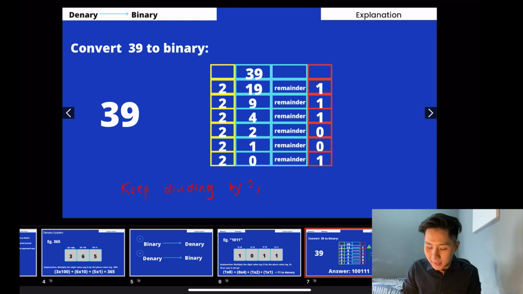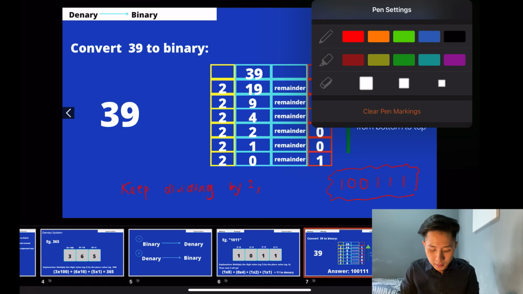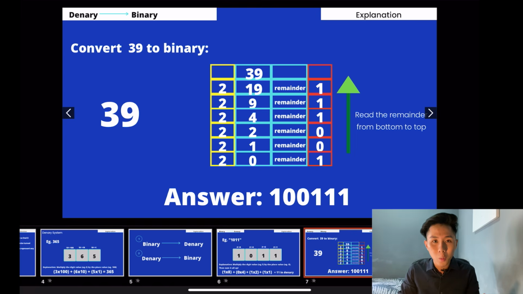To obtain the answer, all we have to do is to read the remainder column from bottom to up. And by reading it from bottom to up, we can construct our answer 100111. And this value here will be the binary value of the number 39. So let's check the answer. Yes, 100111. And that's how you convert binary to denary and vice versa.